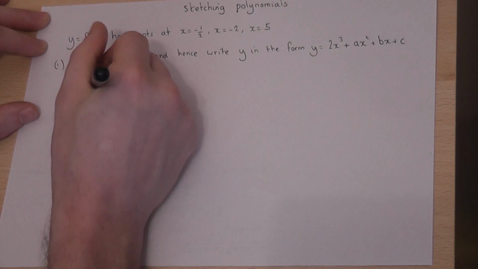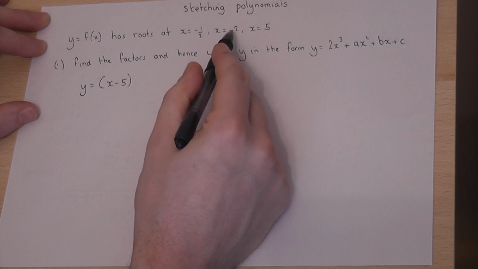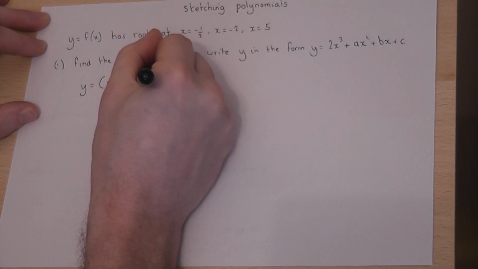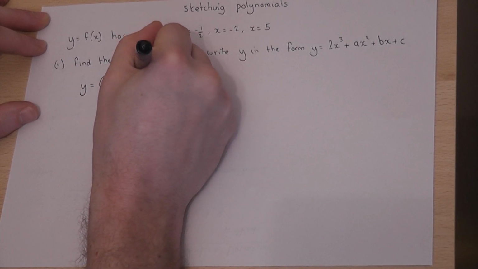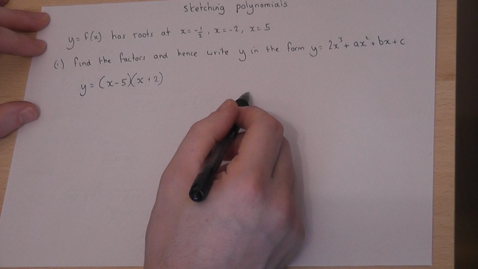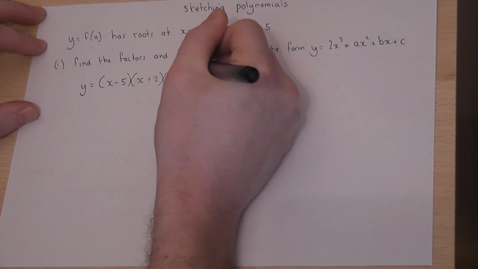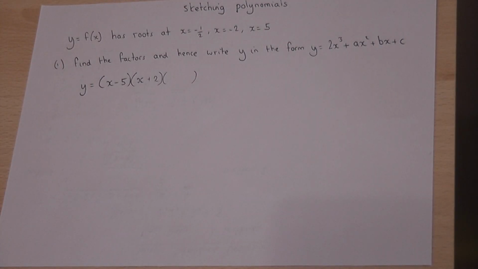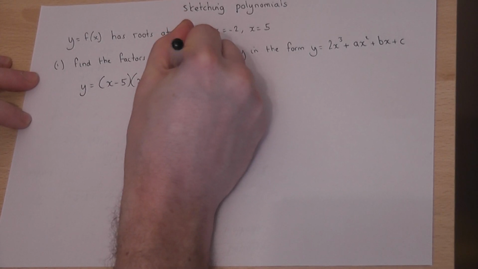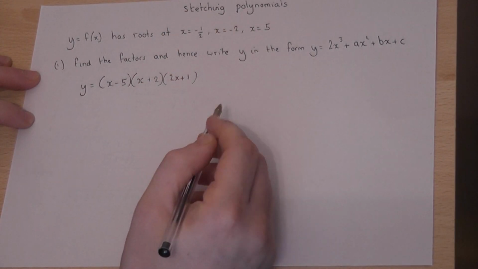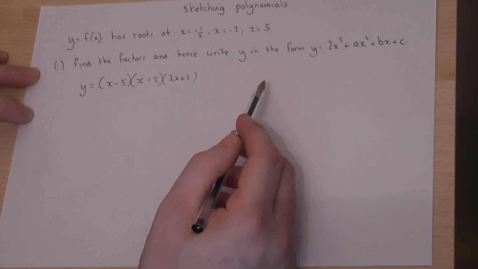If 5 is a root, then x minus 5 is a factor. If minus 2 is a root, then x plus 2 is a factor. But if x equals minus half is a root, then the bracket which solves to give x equals minus half as a root will be 2x plus 1, because that solves to give x equal to minus a half. So they're my 3 factors.